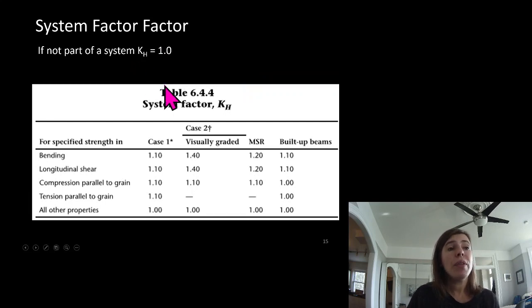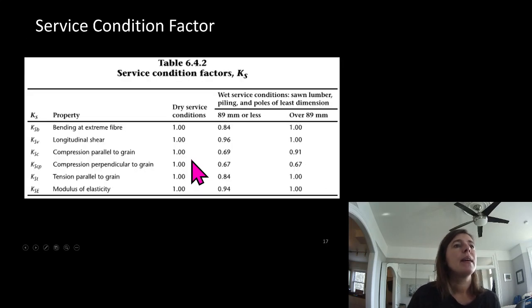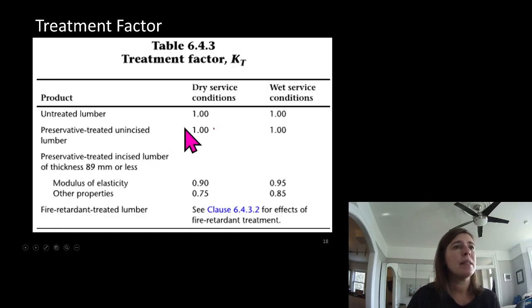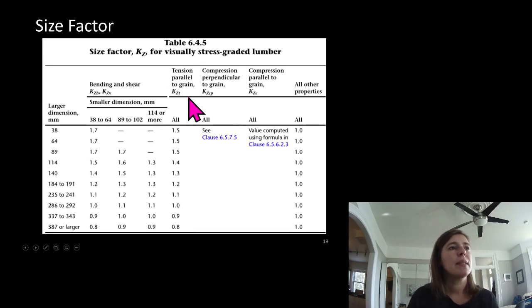System factor. Well, this one is part of a system. We're in bending or shear, and I've told you straight up in the example that it was visually graded as a case 2. Looks like we get to increase the strength by 40%. It's an interior condition, so our service condition would be 1. And it's not treated, it's inside, it's regular lumber, so our treatment factor would be 1.